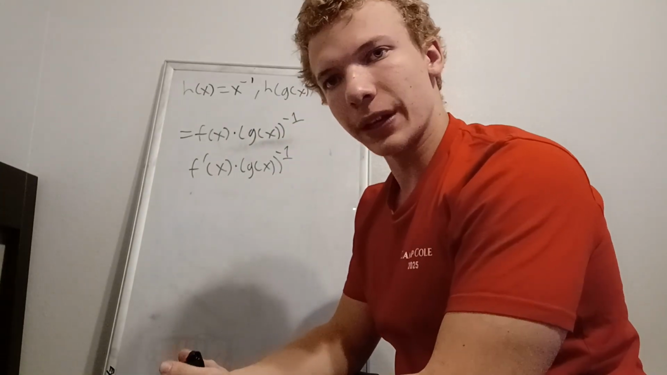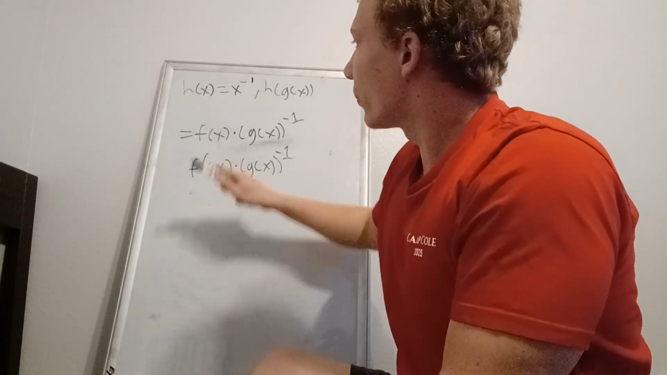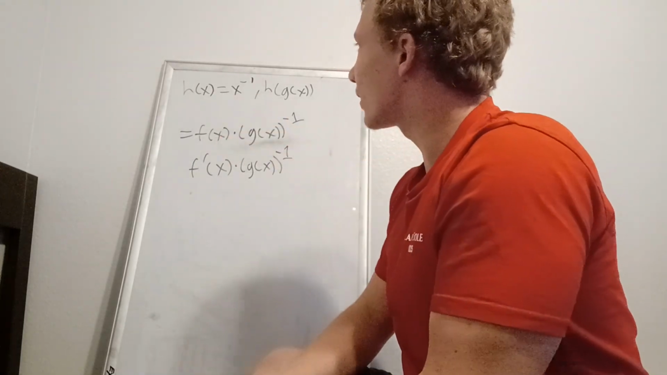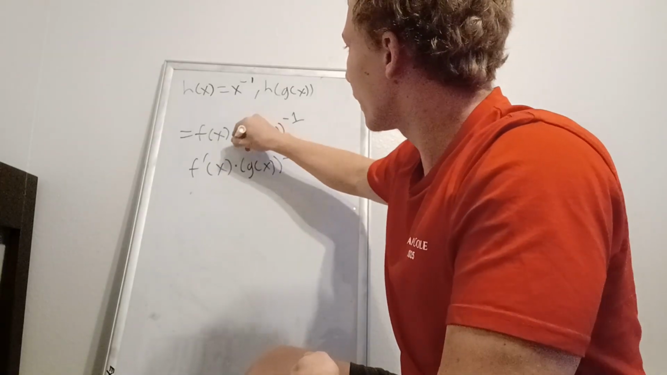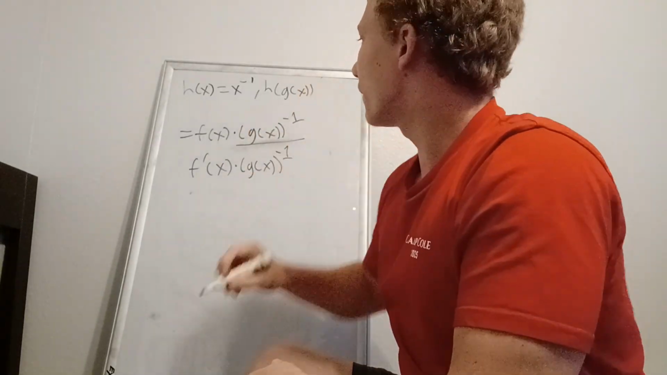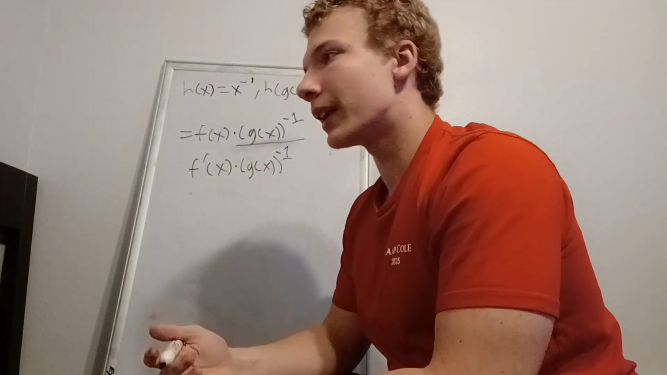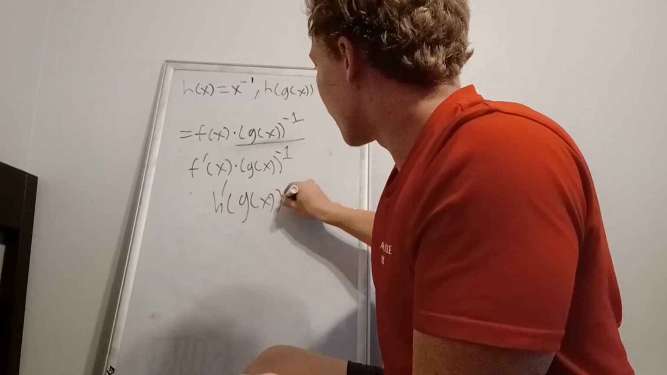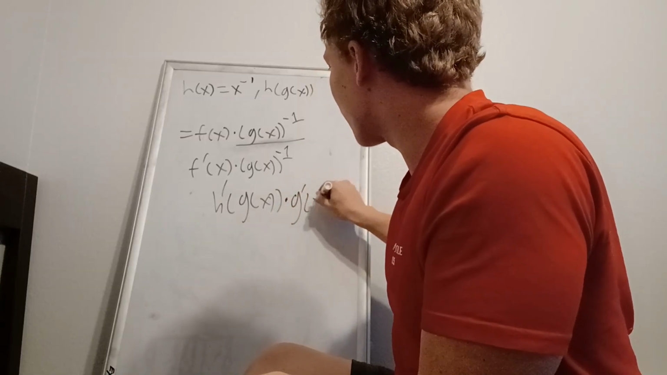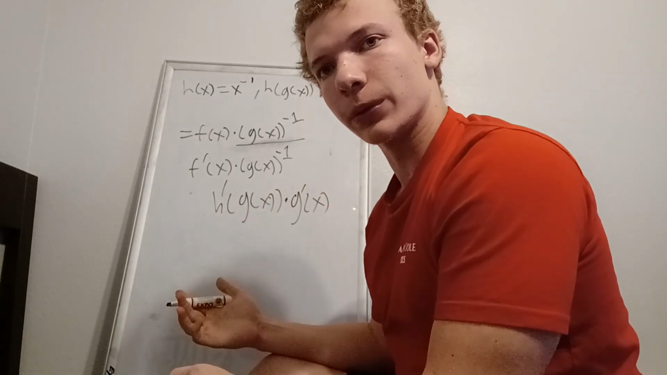Well, we're going to have to be employing the chain rule. We see that given a function h of x is equal to x to the negative 1, this expression right here is h of g of x. And so to take the derivative of that, we're going to get h prime of g of x and then times g prime of x. And this is by the chain rule.